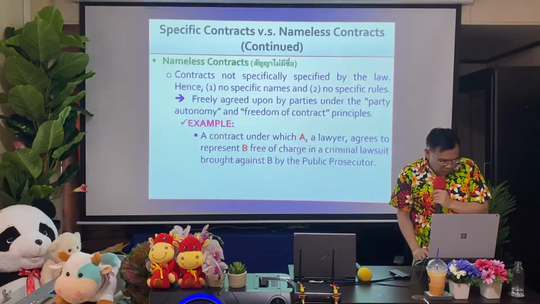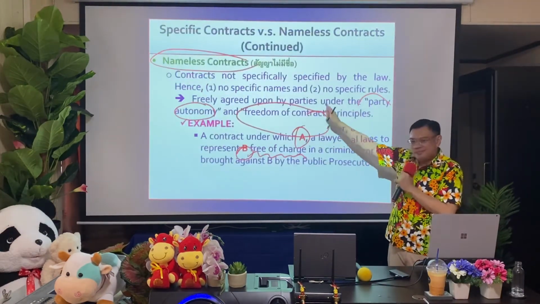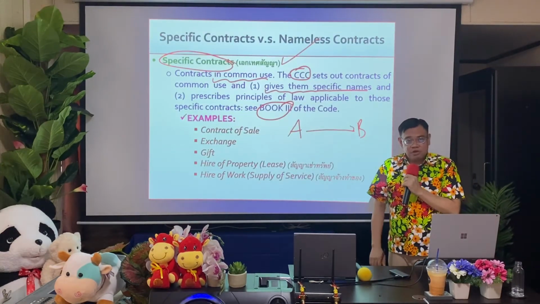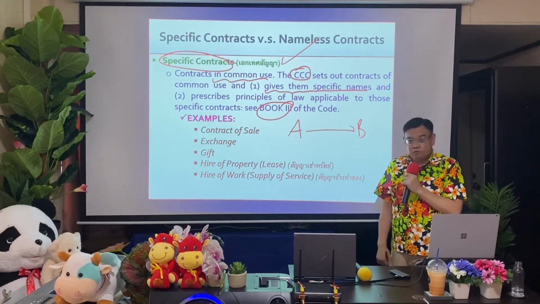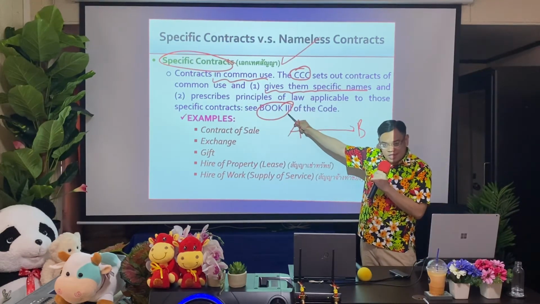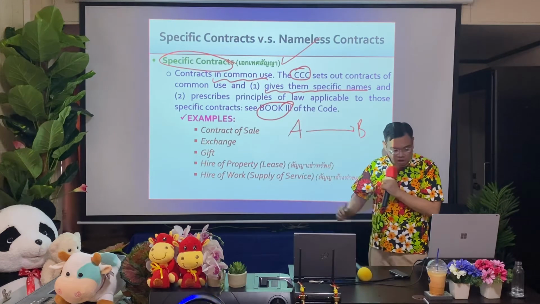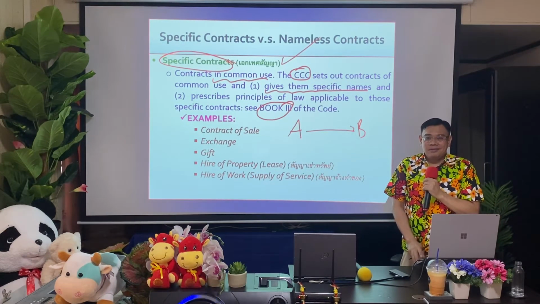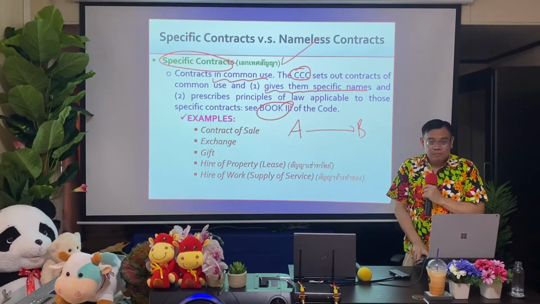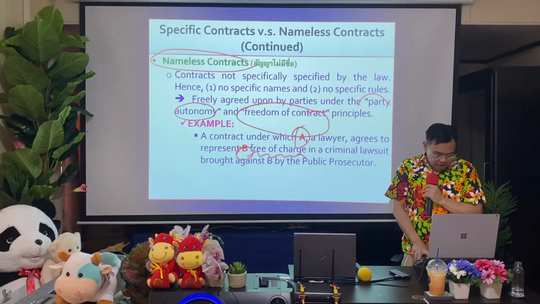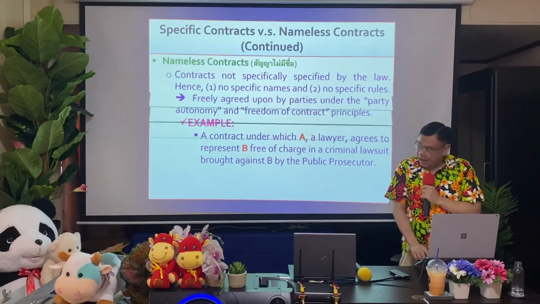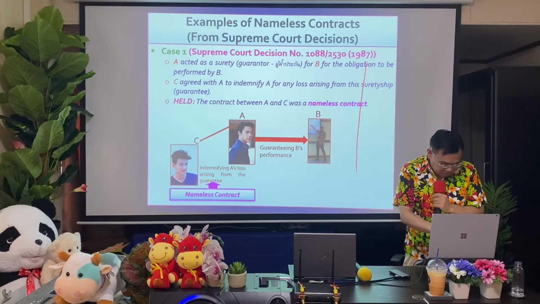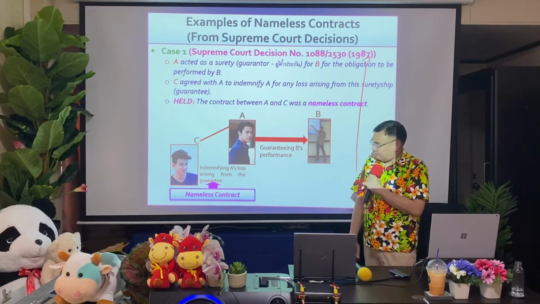Just now when we talked about nameless contract, we came to the conclusion that a nameless contract is a contract which does not fall within Book 3 of the Civil and Commercial Code, but the parties make that contract by resorting to the freedom of contract or the party autonomy. We have some examples. Indeed, this example is drawn from a Supreme Court case.